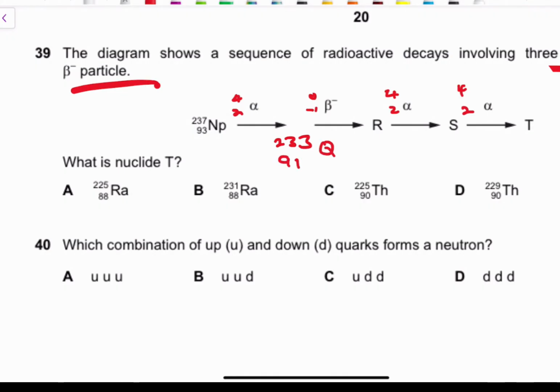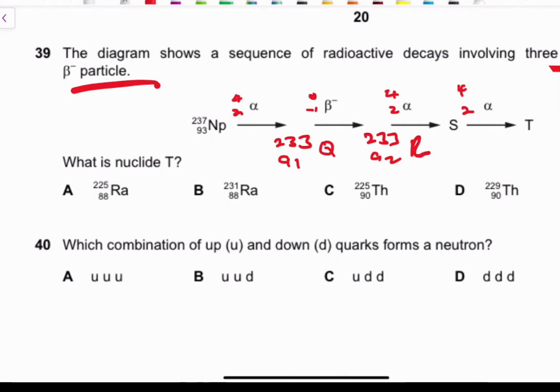And that Q is going to lose something, and then it's going to form R. So it's going to lose -1, so I'm going to add 1, because a neutron is going to turn into a proton. So this is going to be 233 and that's going to be 92. That's going to be our value of R.